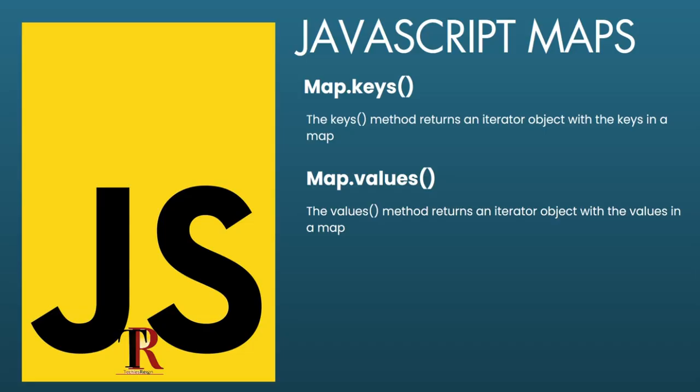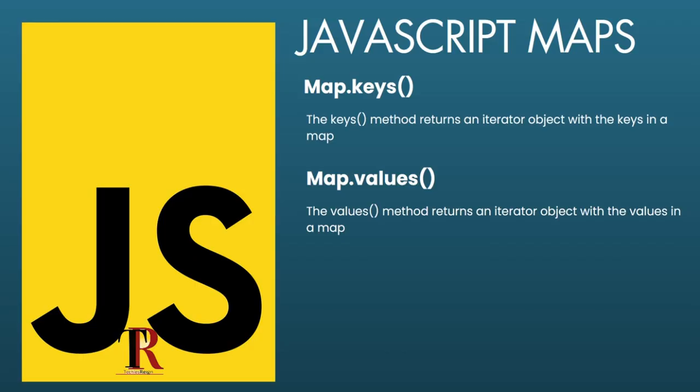Last lesson we talked about the map.forEach method as well as the map.entries method. And we were able to see the difference between the two and how each of them works with map objects in JavaScript. Moving away from that lesson, we are going to be talking about two other important methods in this lesson. The first one is the map.keys method and the second one is the map.values method.